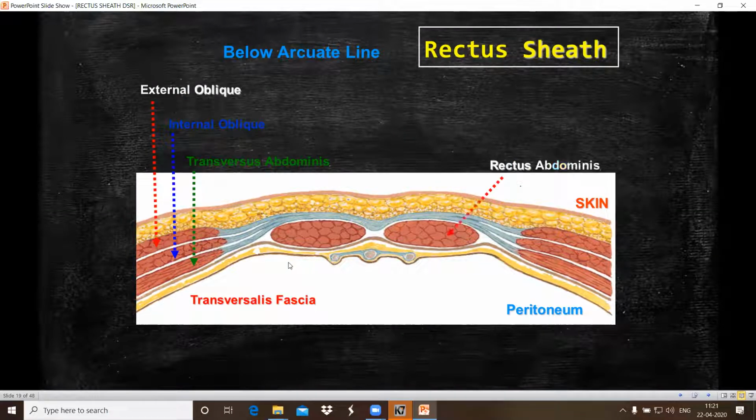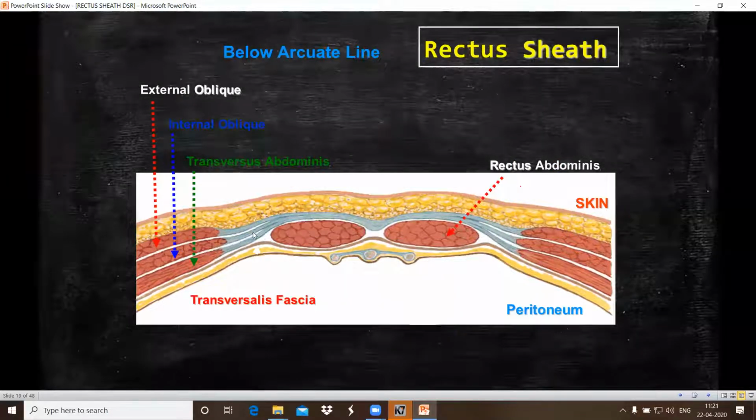This is the diagram below the midpoint. So the anterior wall is entirely formed by the 3 aponeurotic layers of the flat muscles. Those are external oblique, internal oblique, and transverse abdominis. These 3 combine to form the anterior wall. The posterior wall is formed only by the fascia transversalis.